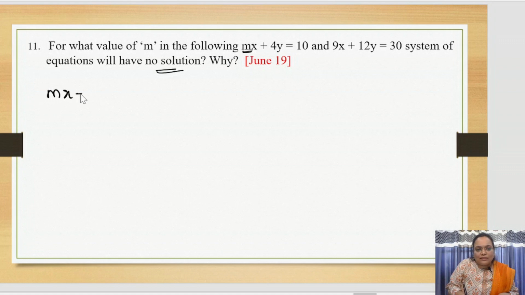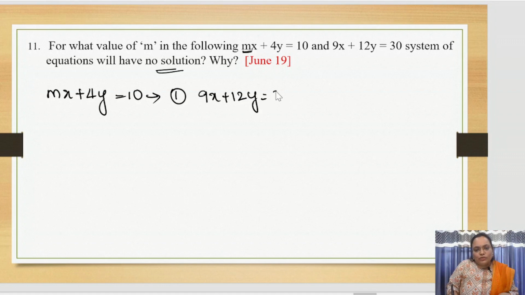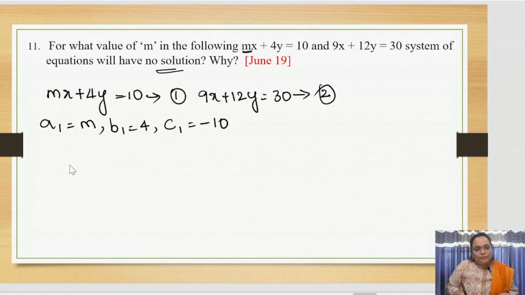That is mx plus 4y is equal to 10. Let us take this as equation number 1. And 9x plus 12y is equal to 30. Let us take this as equation number 2. So from these two equations, comparing them with the general form, you will get a1 is equal to m, b1 is equal to 4 and c1 is equal to minus 10. a2 is equal to 9, b2 is equal to 12 and c2 is equal to minus 30.